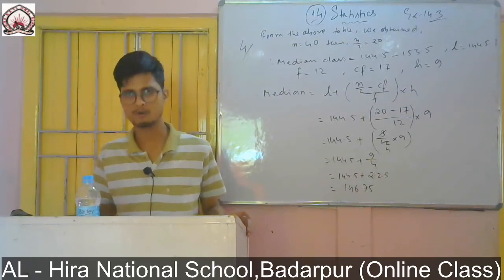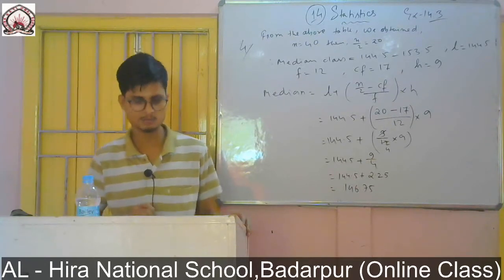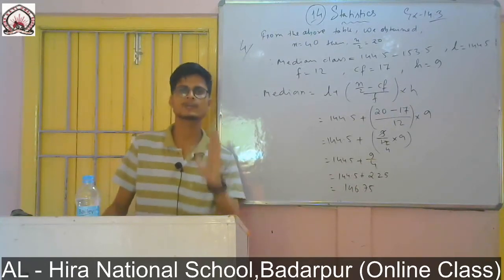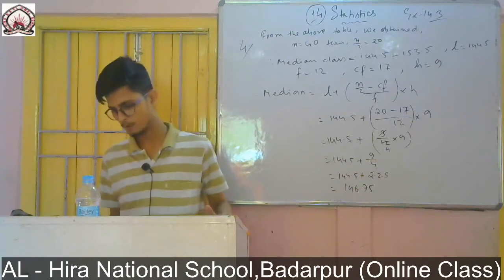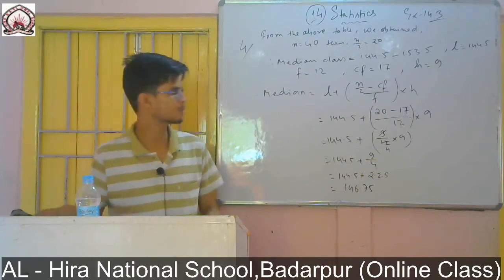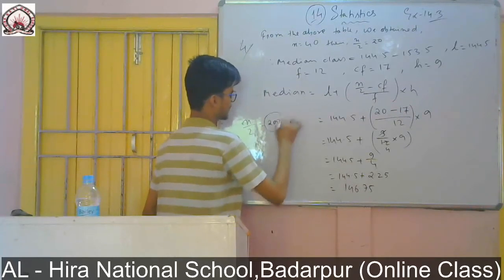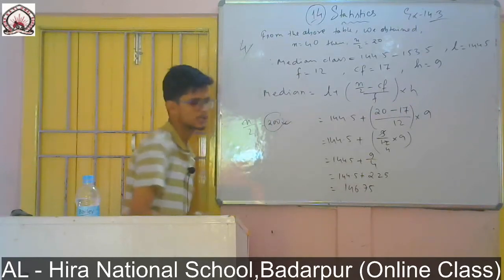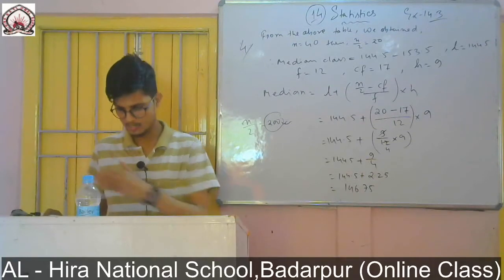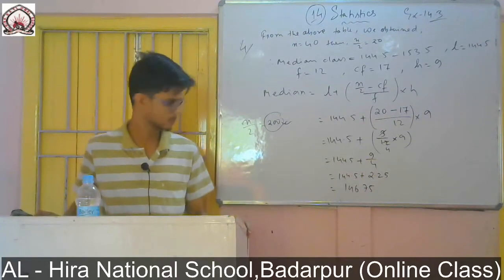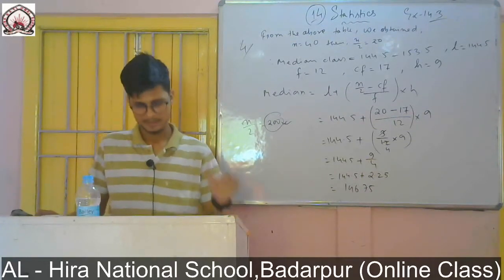There 400 is given, so that means the last cumulative frequency that you will get will be equal to 400. Then with that you find the data. If it is 400, then n by 2 will be equal to 200. That means the interval which is more than 200, you see in which line you will get that. You just pick the line and you do it by yourself.